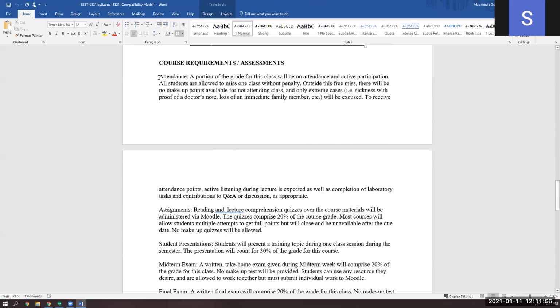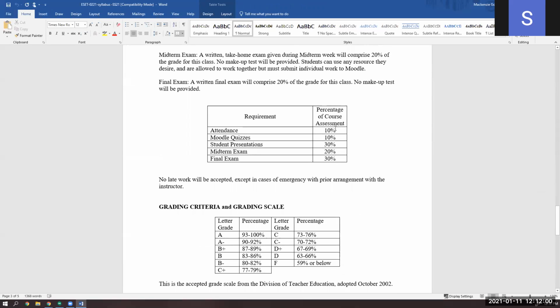Okay. Course requirements. Part of your grade will be attendance. Part of your grade is going to be the quizzes and assignments in Moodle. In this class, a big portion of the grade is going to be that presentation. I want you guys to take something you've learned, delve further into it, and present it back to the class. And then the other half of the class will be the midterm and final exam.